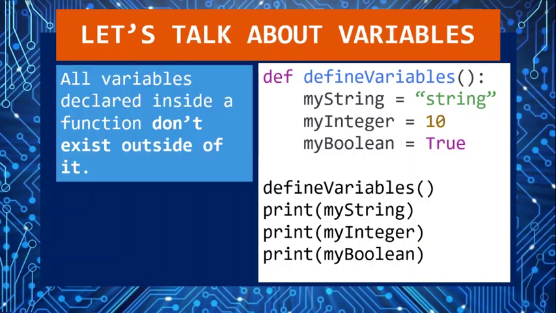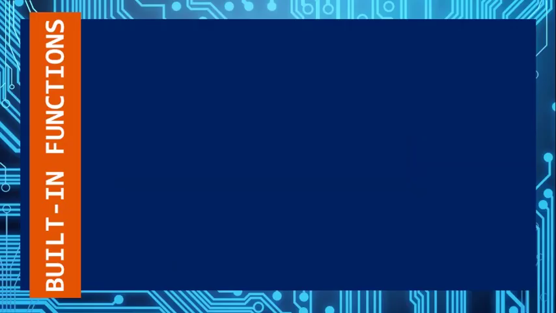All variables declared inside of a function don't exist outside of it. In general, what happens inside of a function stays inside the function. If you tried running the code to the right, you would see that it won't work because the variables only exist inside the function.